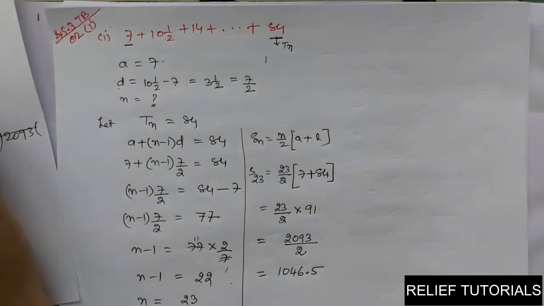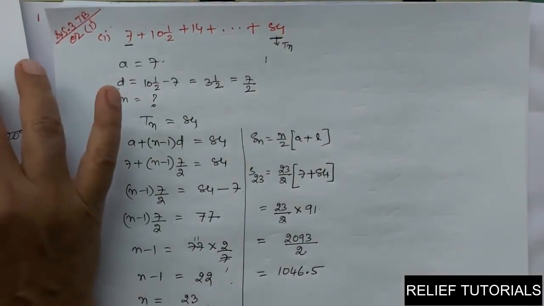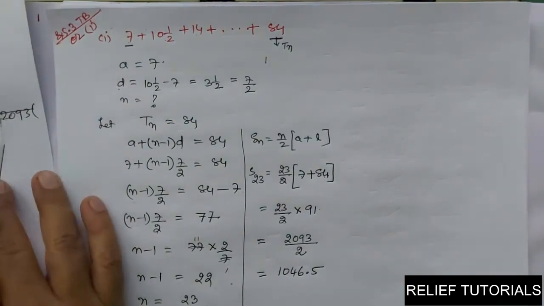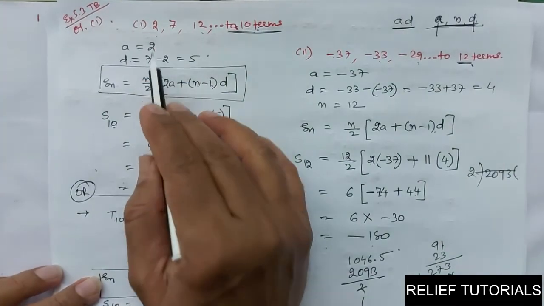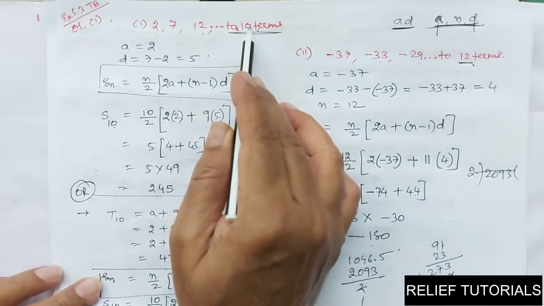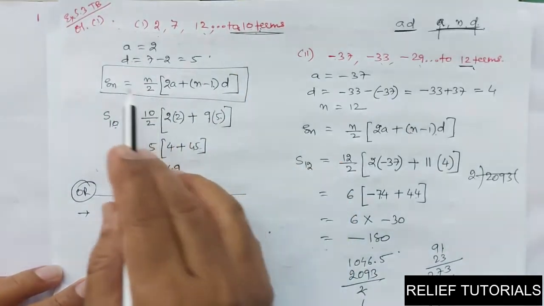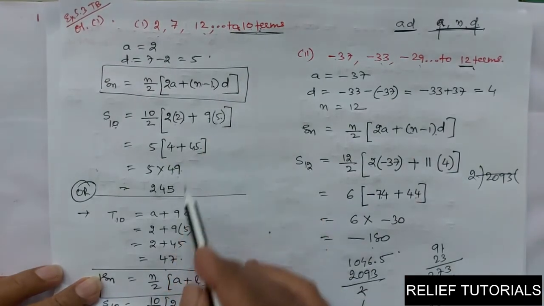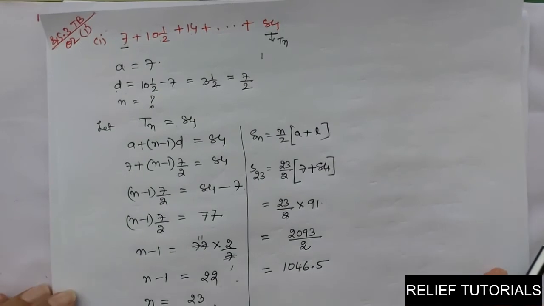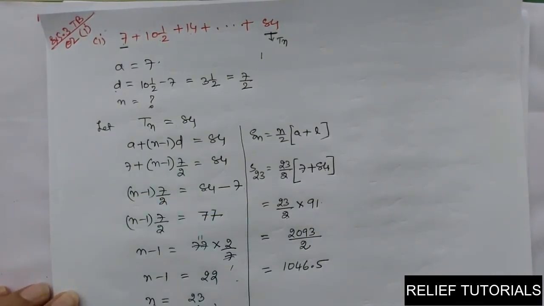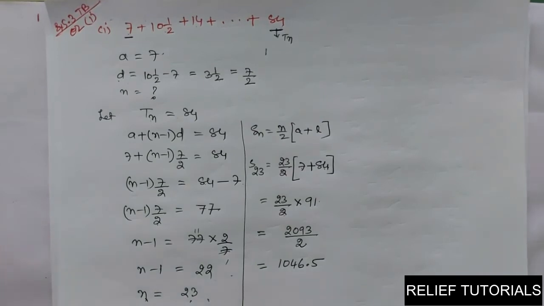Look at the problem and compare it with the previous problem. Here A was given, D was given and N was given. In the previous case, N equal to 10, so we directly used the second formula and found the sum. But here you see, the sequence is given, N is not given. So first you will find N, then you will use the first formula. Clear? Now, same thing, we will discuss one more problem.